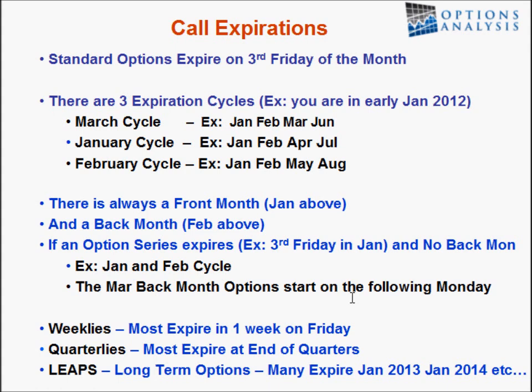In expirations, there's always a front month, the month that you're in. In this particular example it would be January. And there's always a back month, which is the next month. In this particular example, it would be February.